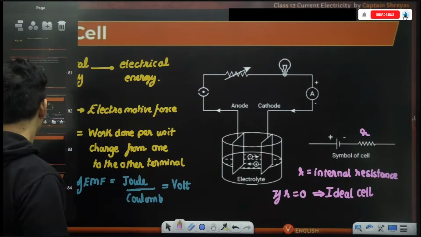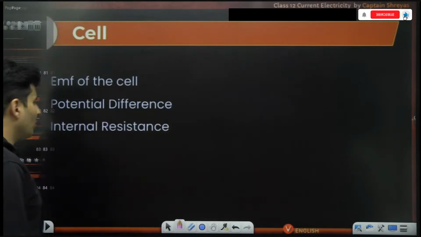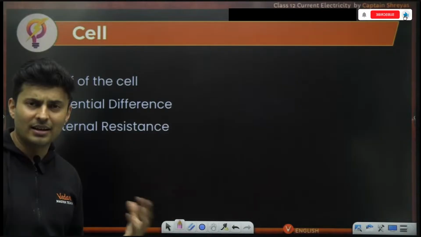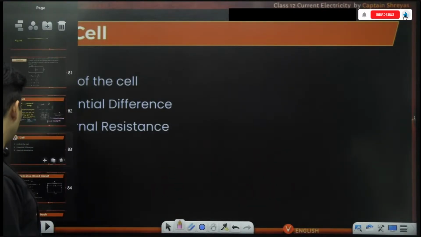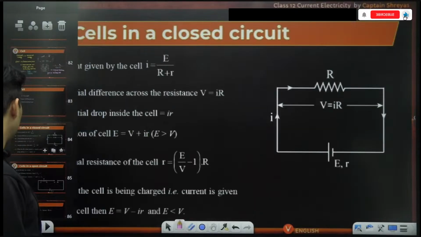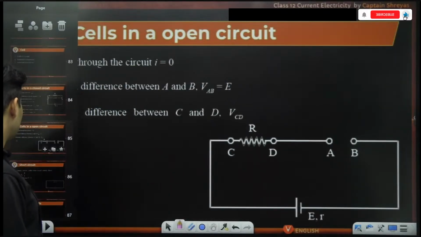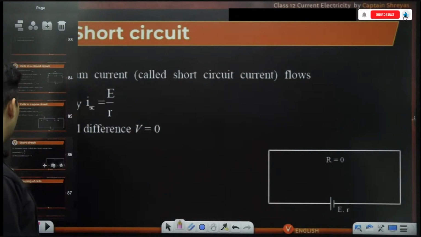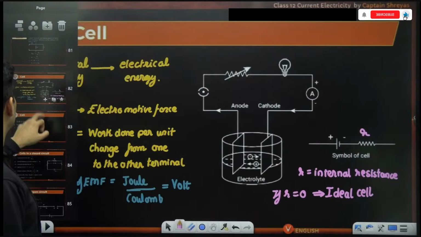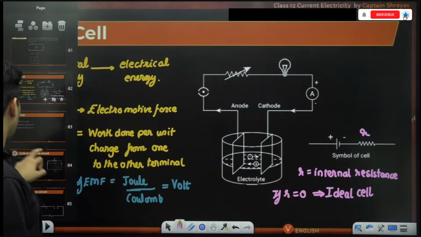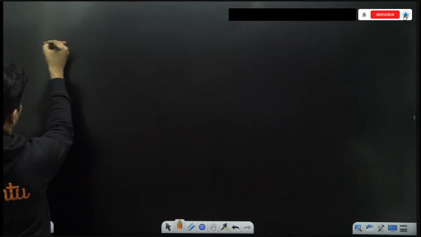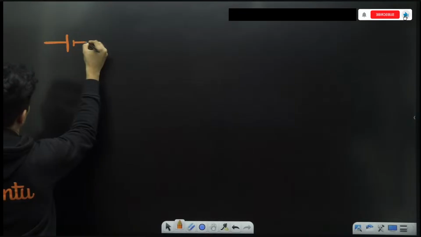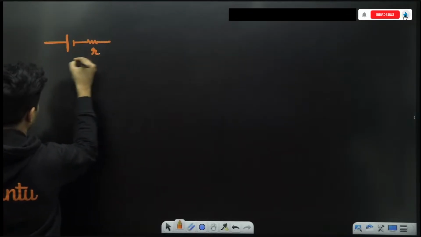Now, once you have understood what is an ideal cell, what is internal resistance and what is EMF, etc., there are a couple of things which I want you to see: cells in closed circuit, cells in open circuit versus cells in short circuit. Okay, so let me talk about these three ideas. See guys, if you take a cell, a real one, of course, this is internal resistance, this is EMF.